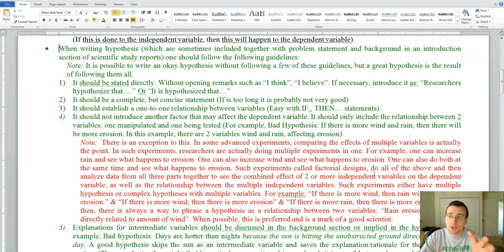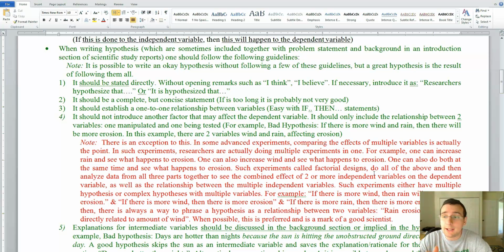You would have several, just because you have several variables. So it would be something like, if there's more wind, then there'll be more erosion. If there's more rain, then there'll be more erosion. And then you can also say, if there's more wind, then the rain will cause more erosion. So you see, I'm establishing several hypotheses because I'm doing what is called a multifactorial design.